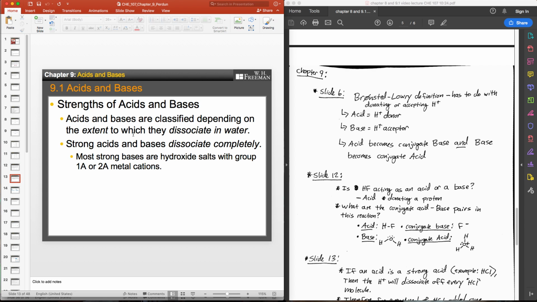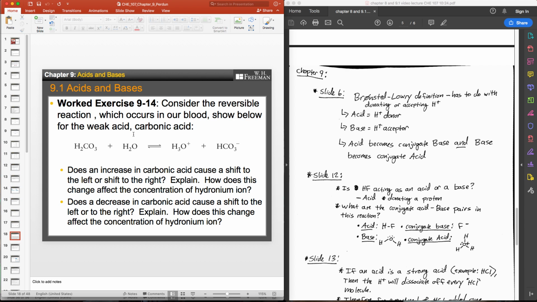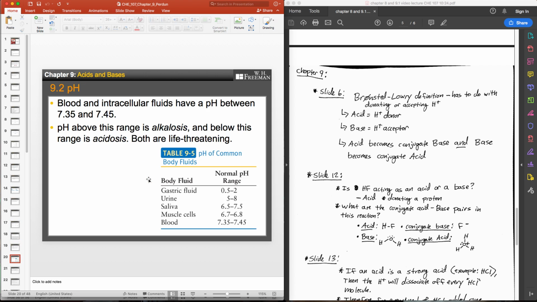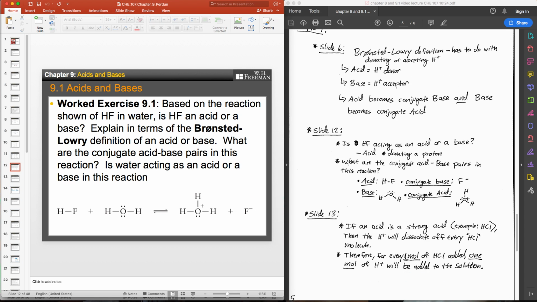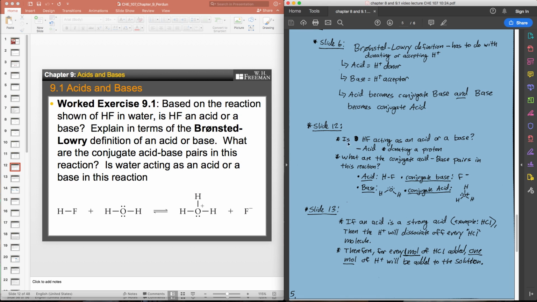So then we'll work through this last exercise. I'll talk about the strengths of acids and bases. We'll pull together Le Chatelier's principle, and then that'll be it, okay? And so for this problem right here, I worked it out for slide 12. It's over here on the right.